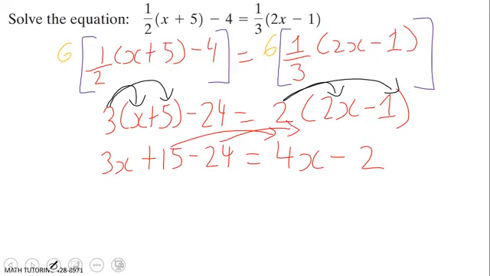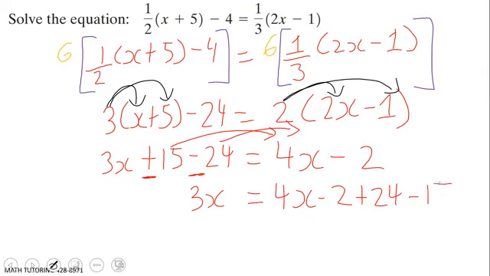And so we have 3x equals 4x minus 2. Now we're going to change this sign. It was a positive. It's going to be a negative now. And this was a negative, now it's going to be a positive. So we have plus 24 minus 15. Okay, good. So we have 3x equals 4x minus 2 plus 24 minus 15.